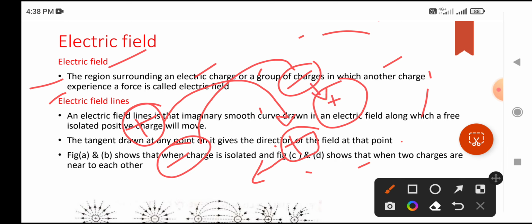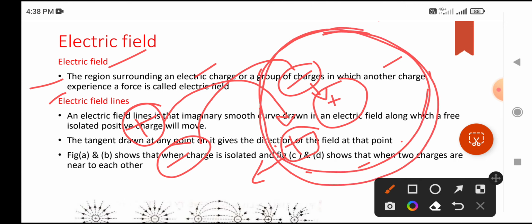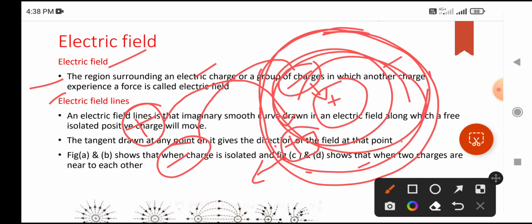So whether it is a positive or negative charge, it experiences a force. So that surrounding region is called electric field. This region forms around a positive charge only. We can take negative charges also, but mostly in electrostatics we define the definitions with positive charges only.